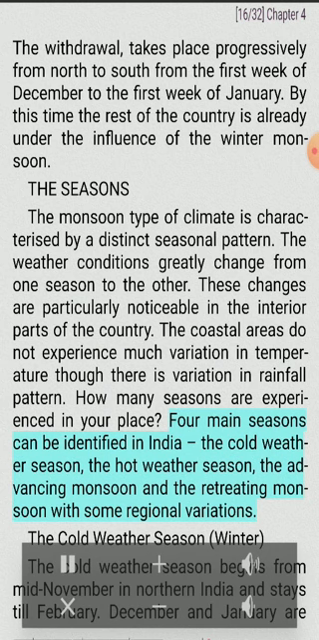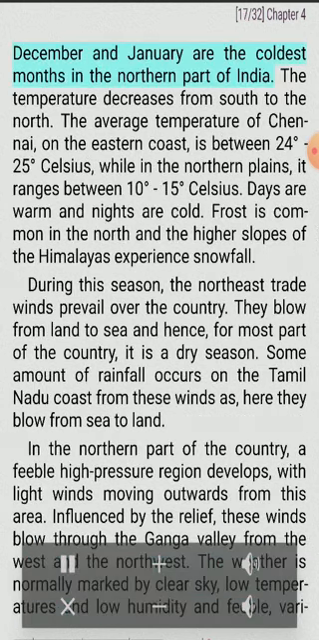Four main seasons can be identified in India: the cold weather season, the hot weather season, the advancing monsoon, and the retreating monsoon, with some regional variations. The cold weather season, winter. The cold weather season begins from mid-November in northern India and stays till February. December and January are the coldest months in the northern part of India.